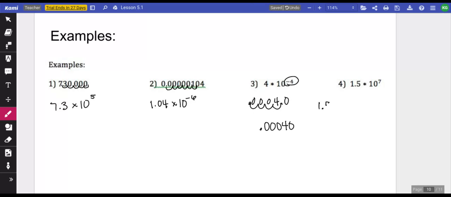Number 4, I start with 1.5, and it says move it 7 places positive. So 1, 2, 3, 4, 5, 6, 7. Fill those in with zeros. And I get 15 million.